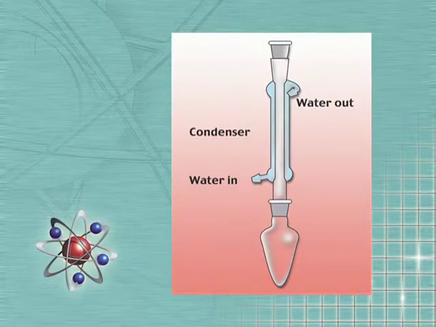The vertical condenser condenses the volatile propanol, which falls back into the distillation flask and is further oxidized to propanoic acid.